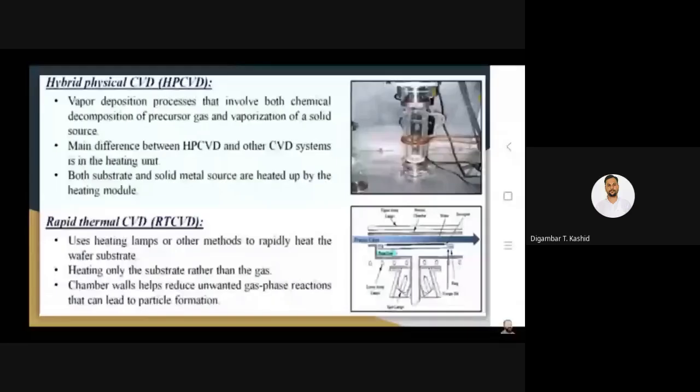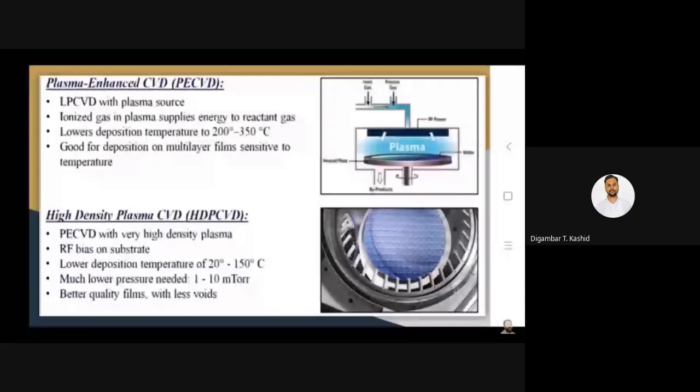That is the plasma CVD process. This is also the latest technology, and these equipment are very expensive. So LPCVD with a plasma source supplies energy to the reactant gas and lowers the deposition temperature, to around 50 degrees Celsius, and it is good for films sensitive to temperature also. So this is all about the plasma enhanced CVD process.